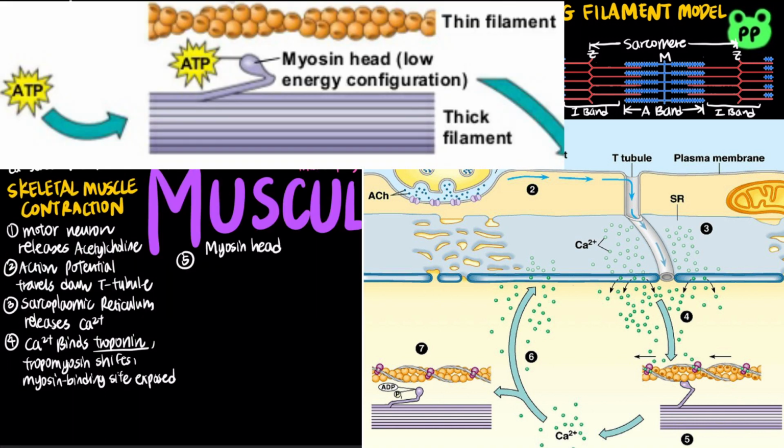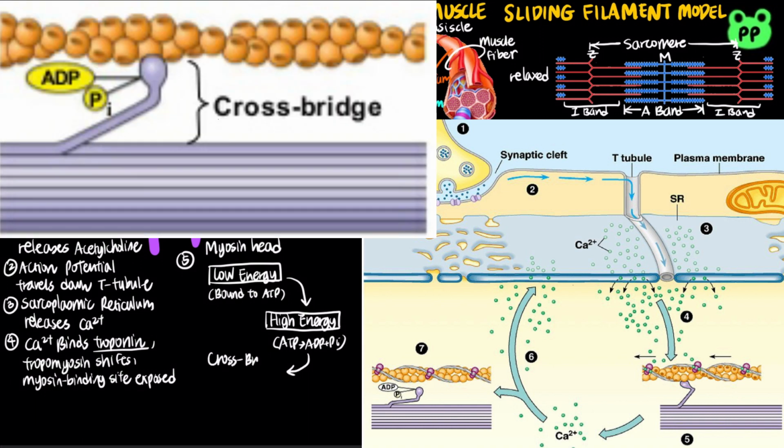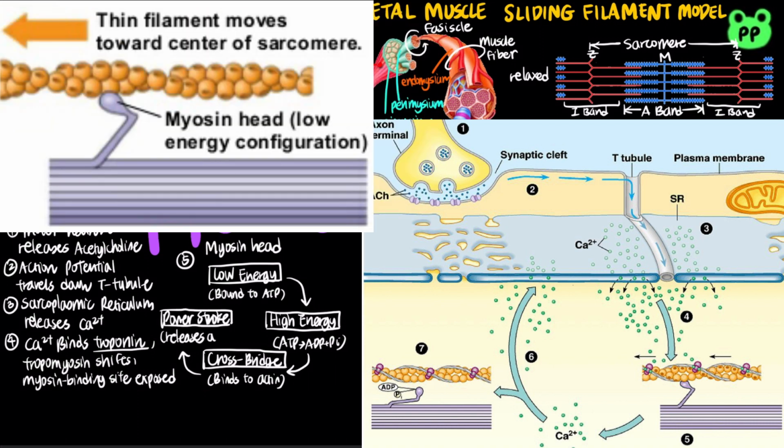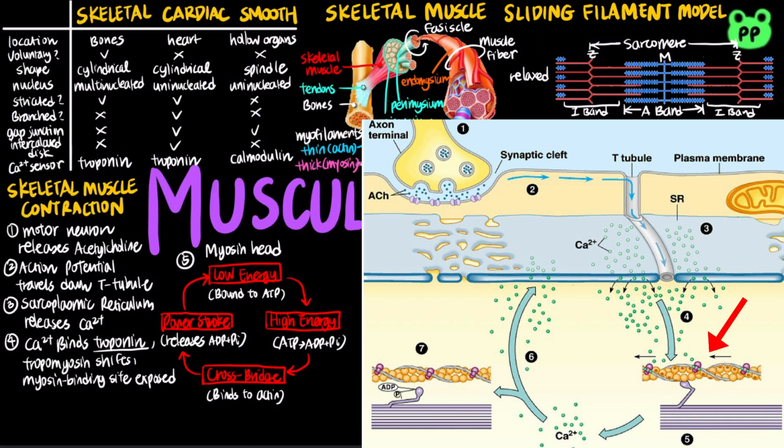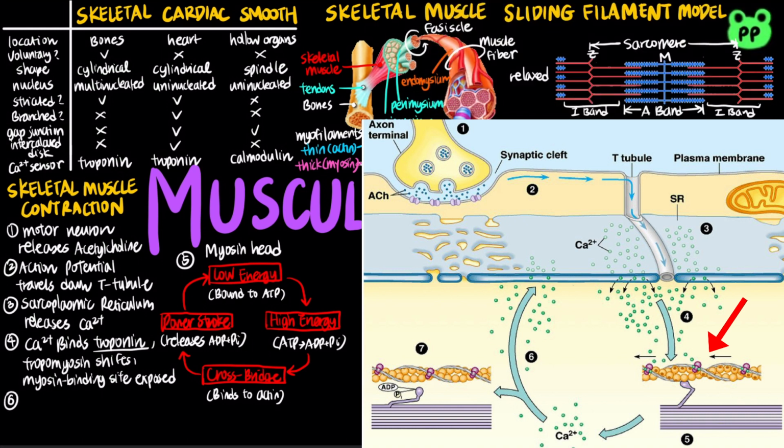The myosin head is first bound to ATP and is in its low energy configuration. The myosin head then hydrolyzes ATP to ADP and phosphate and is now in its high energy configuration. The myosin head binds to actin, forming a cross bridge. When the cross bridge releases ADP and phosphate, myosin returns to its low energy configuration, sliding the thin filament, which is known as the power stroke. Cycles of myosin cross-bridge formation and breakdown coupled with ATP hydrolysis slide the thin filament towards the center of the sarcomere. This process is known as muscle contraction.